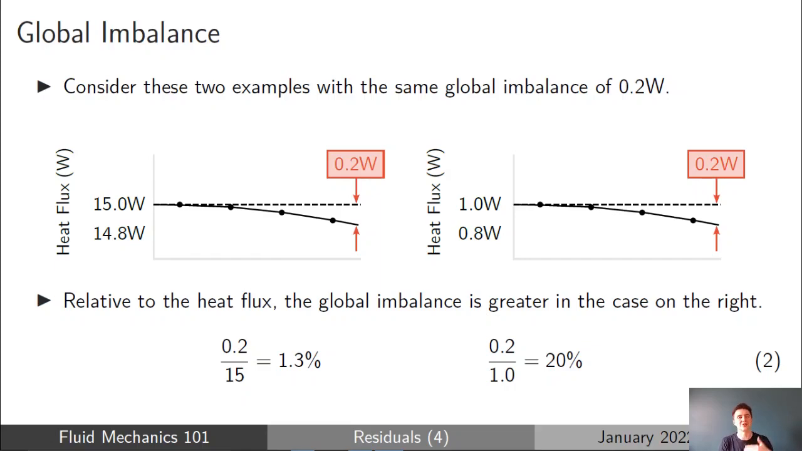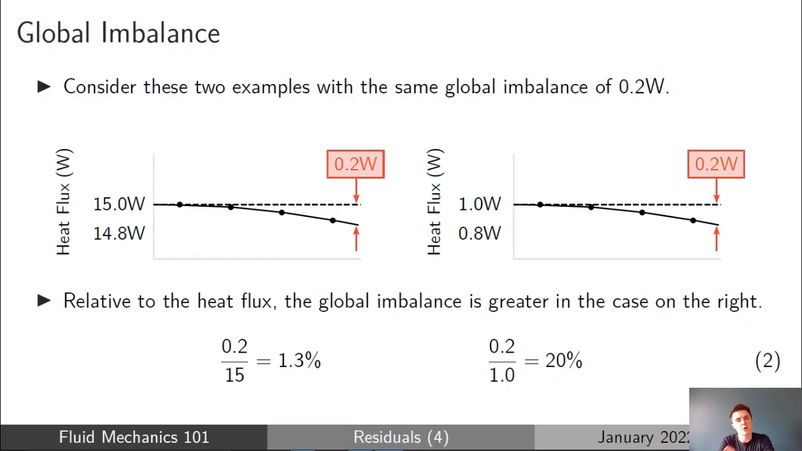But once again, following the same reasoning that we've used for the residuals and the mass imbalance, it's the percentage of the global imbalance relative to that total flux of heat going through the bar that's important. In the case on the left, we've only lost 1.3% of the heat. So only 1.3% of the heat is not being realized because of our iterative solution. Whereas in the case on the right, we're actually losing 20%. We've got a 20% error in the total heat coming into our domain and going out of our domain.